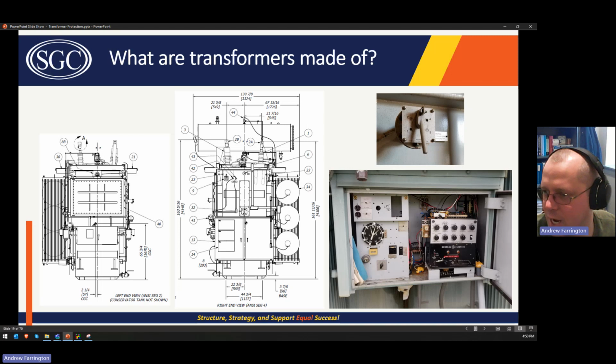This is the dial indicating the current position of the LTC. You can see it goes from 16 lower to 16 raise. This is not this particular transformer. This is an old transformer I worked on for a project. We were replacing this LTC controller with a more modern controller. But you can see that the 16 lower and 16 raise was true for this transformer as well. That's pretty common.